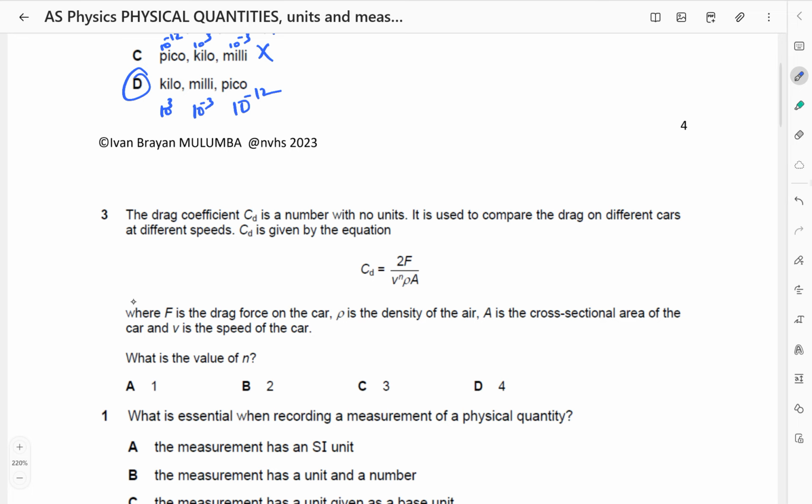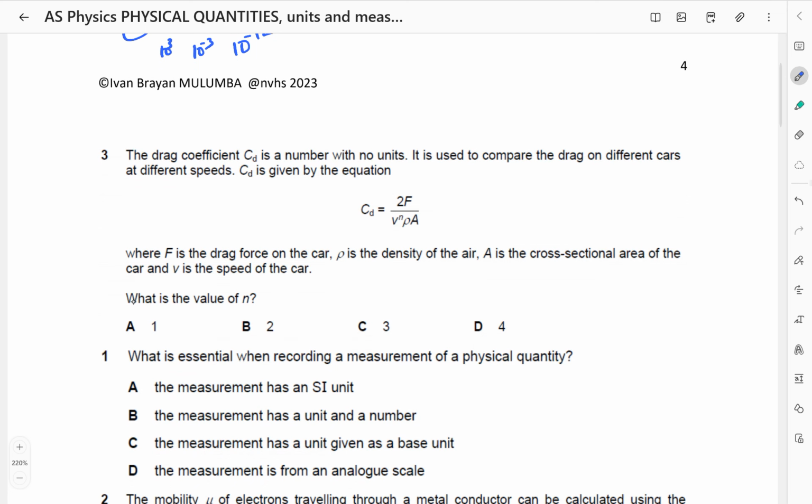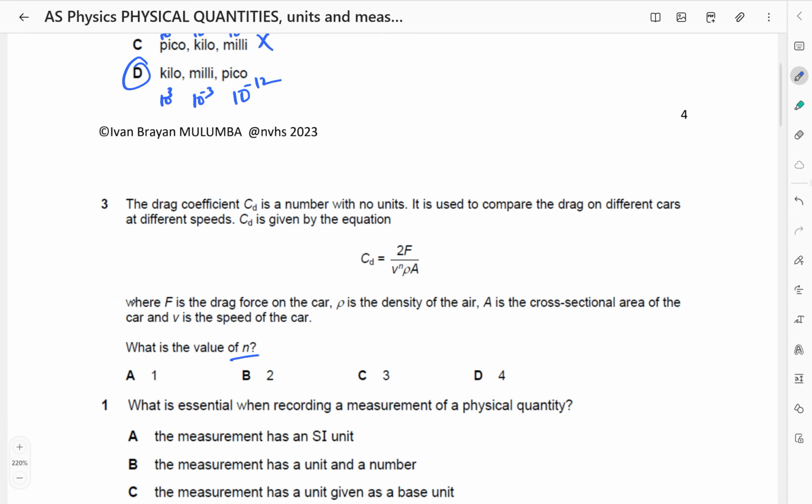The drag coefficient CD is a number with no units. It is used to compare the drag on different cars at different speeds. CD is given by this equation here, where F is the drag force on the car, rho is the density of the air, A is the cross-sectional area of the car, and V is the speed of the car. What is the value of n? So here we shall simply use homogeneity. Since CD is a number with no units, when I make 2F the subject, I'll simply say 2F is going to be CD times V power n times rho times cross-sectional area.